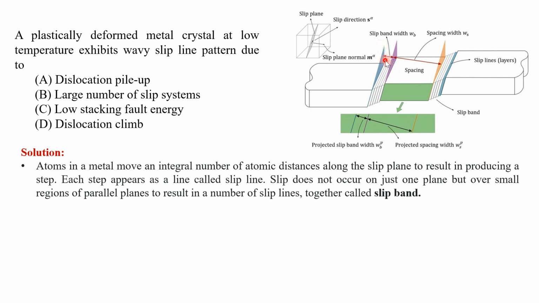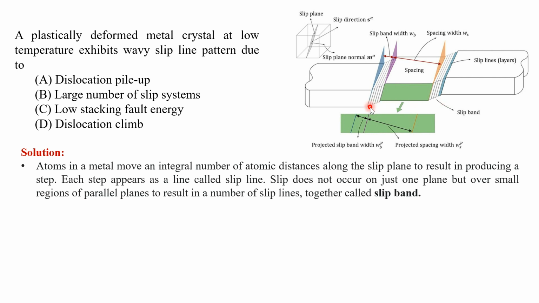So here you can see this is the slip band width, this is the entire spacing width, and these are the lines that will be formed. So atoms in a metal move integral number of atomic distances along the slip plane, resulting in a step. Whenever a dislocation is moving inside a material, it is not that the atomic planes slip all at once or give an entire movement. They actually move integral distances.